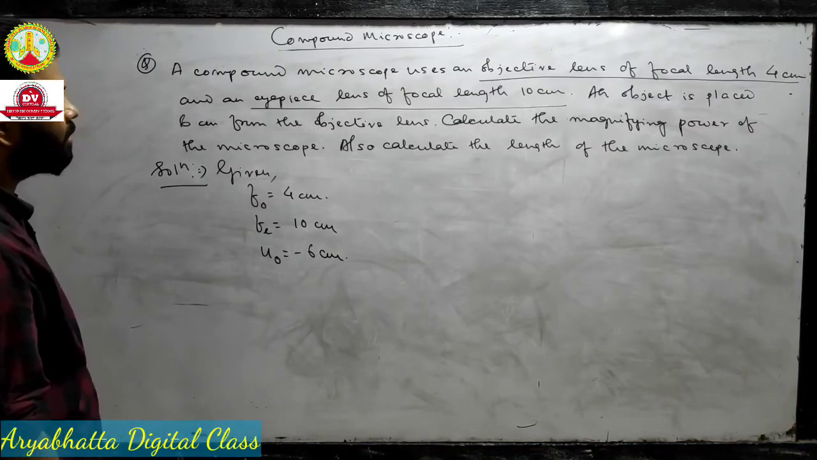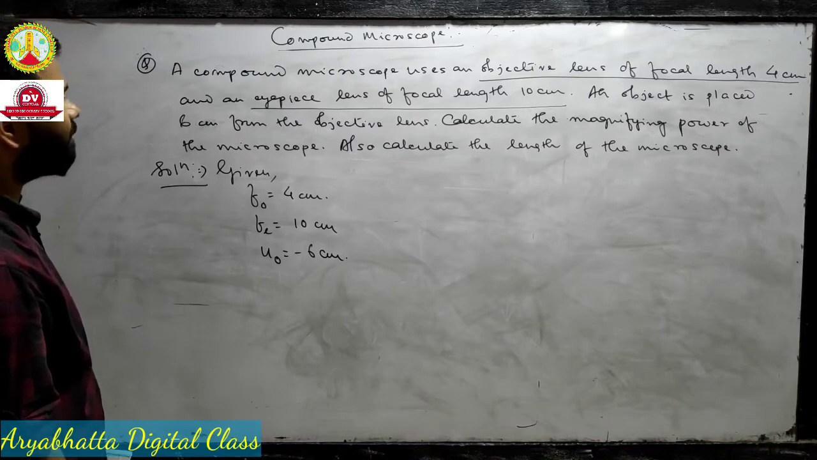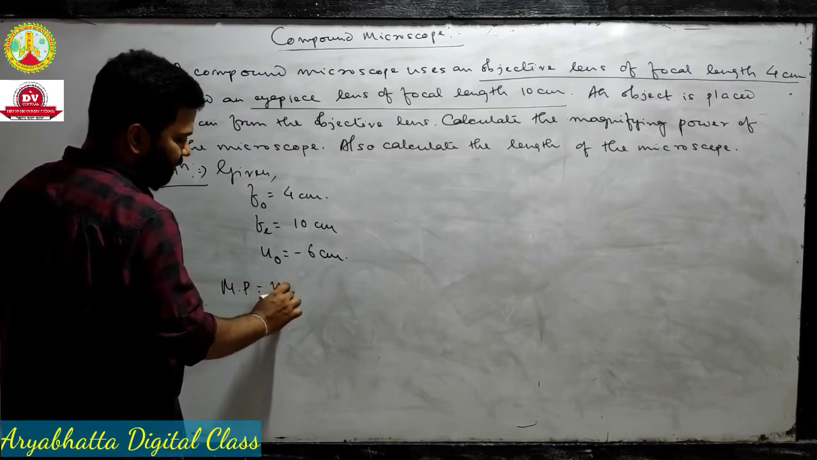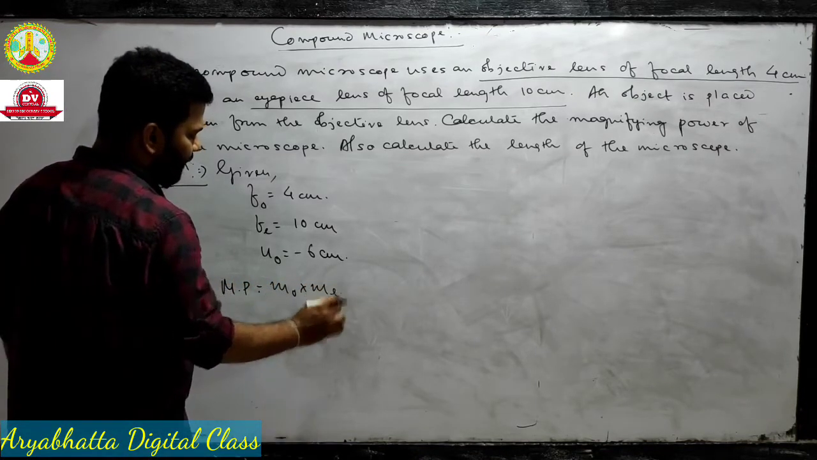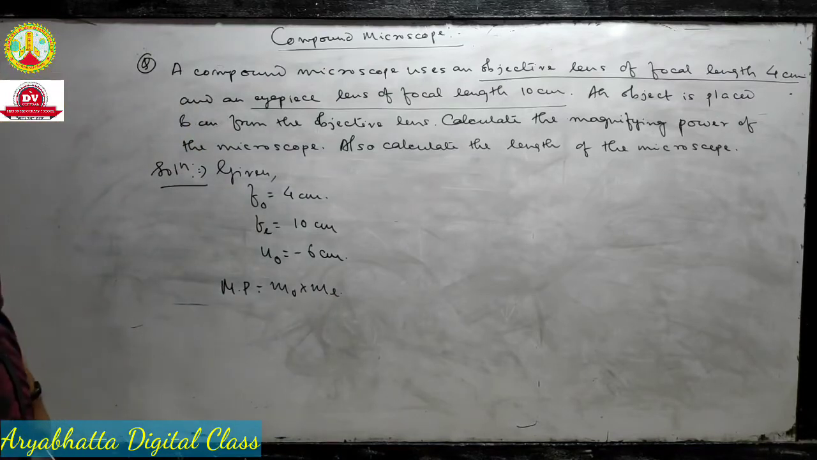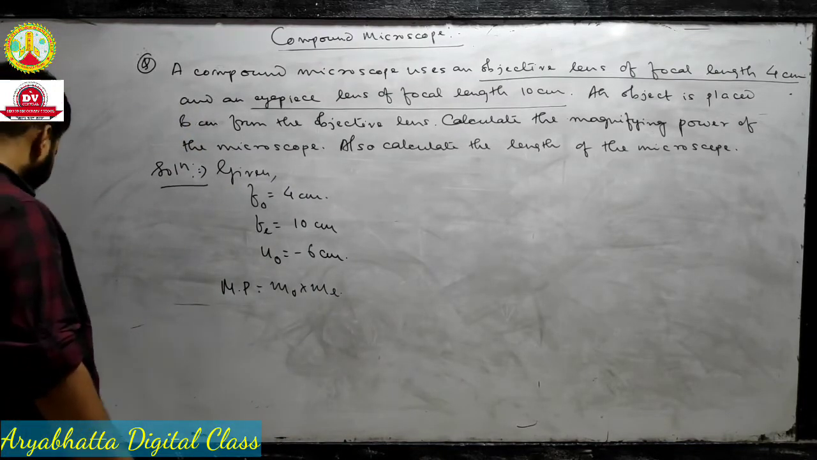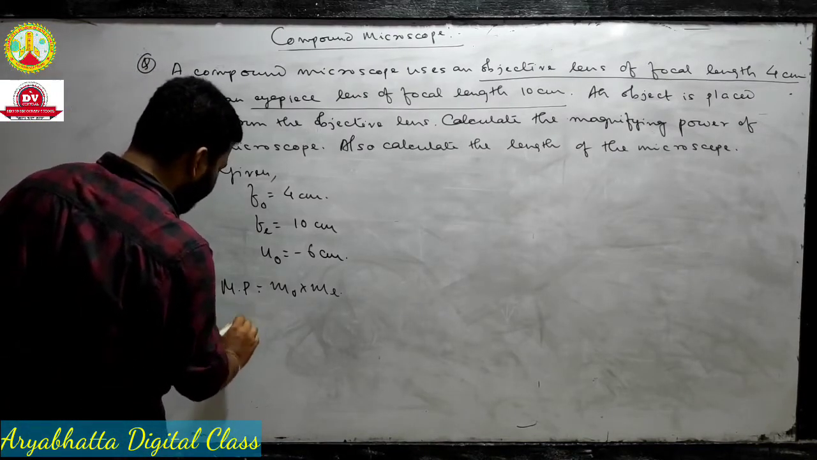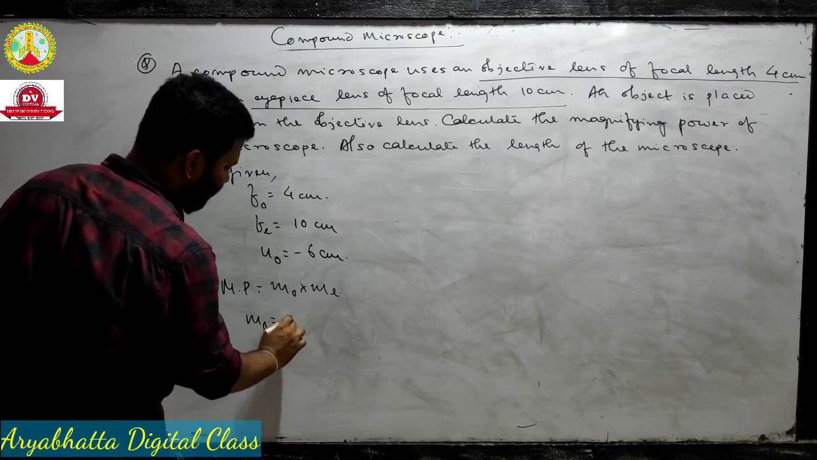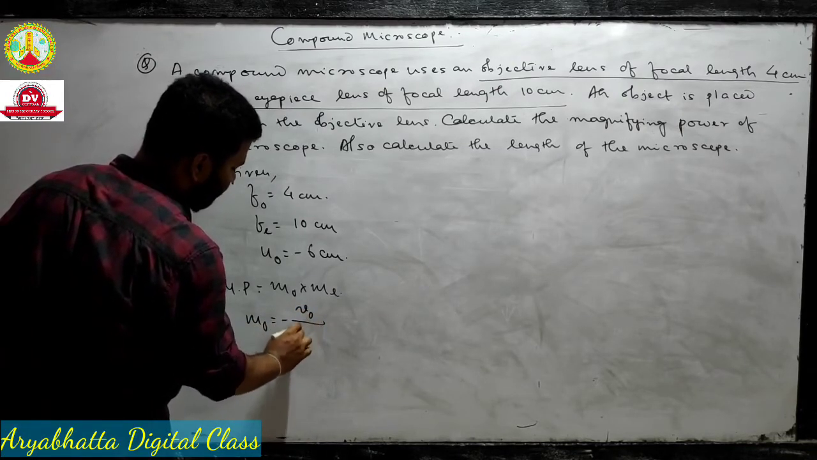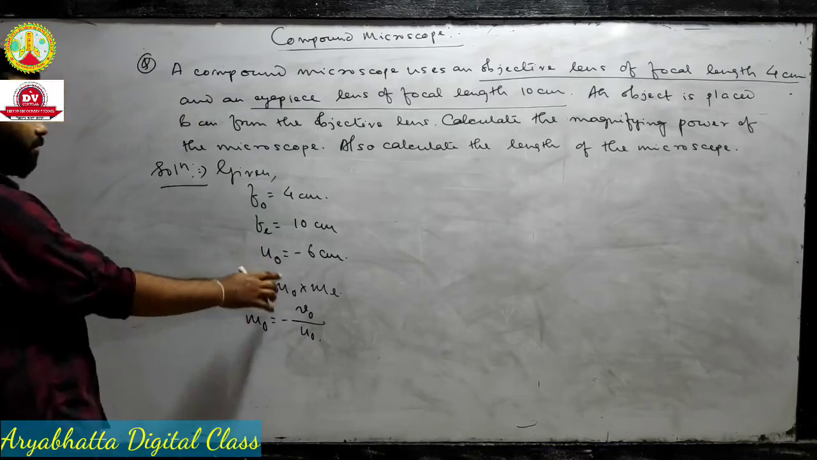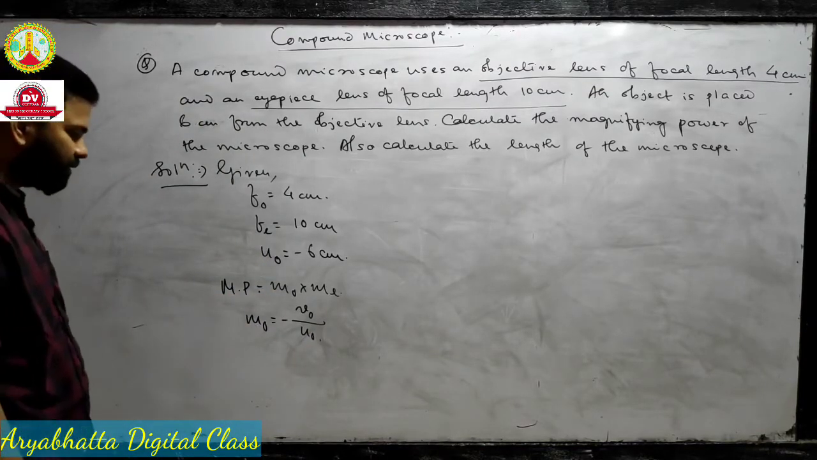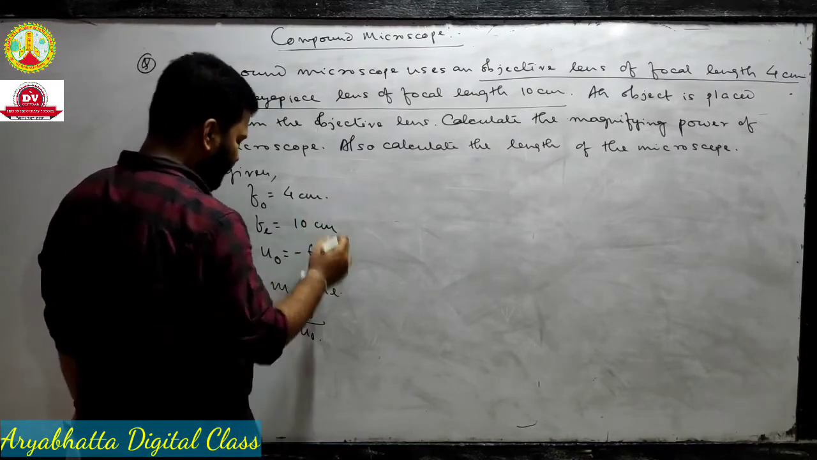So first you have to calculate the magnifying power. The simple formula is MO into ME. MO is the magnification produced by the objective. What is the magnification produced by the objective? As you already know, it is minus of VO by UO. UO is given, but what is VO? We do not know, so we have to calculate VO, and how will we calculate it?